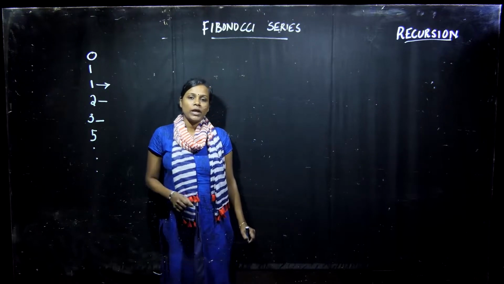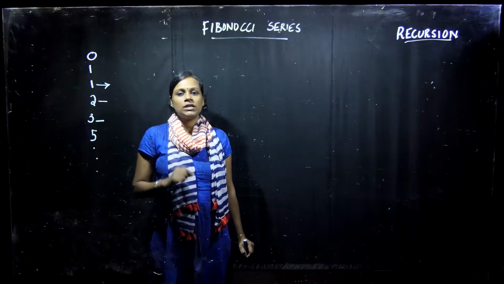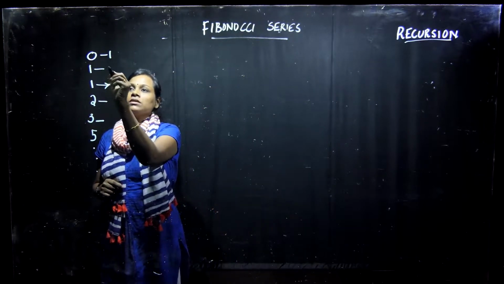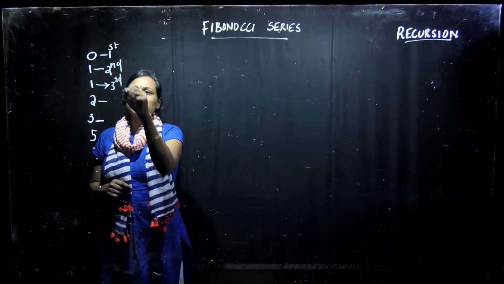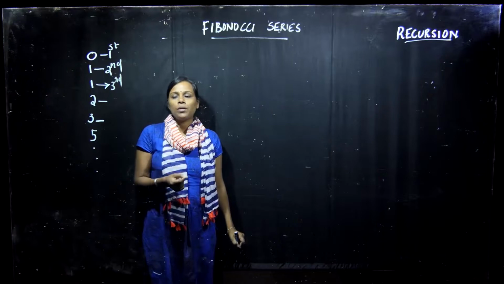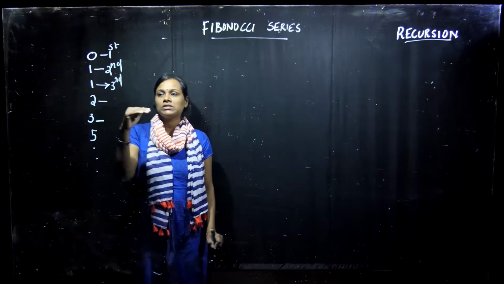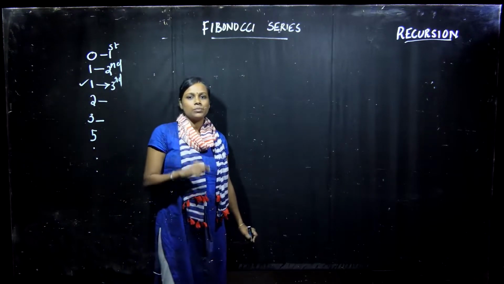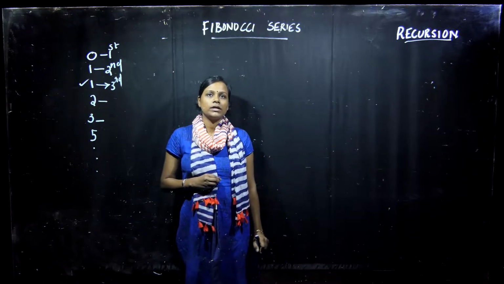So I am going to find the nth number in the Fibonacci series using recursion. That means this is the first position, this is second, this is third. Suppose I am asking the program to find the number in the third position of the Fibonacci series. The program must return the value 1. That is the problem. So I am going to implement the same using recursion.